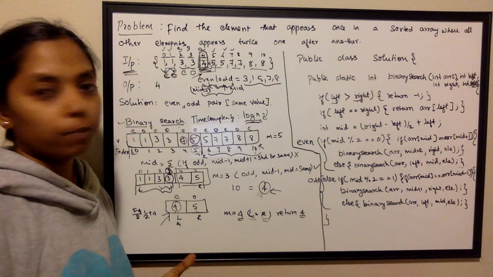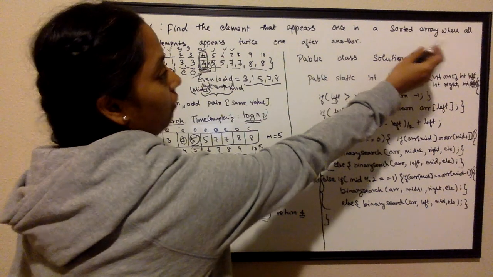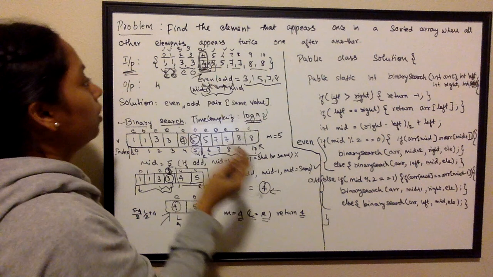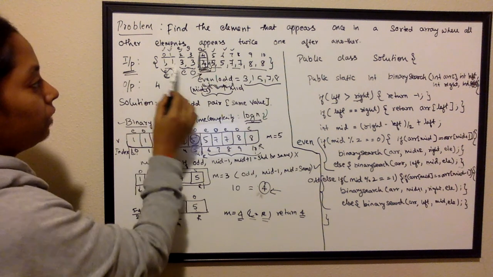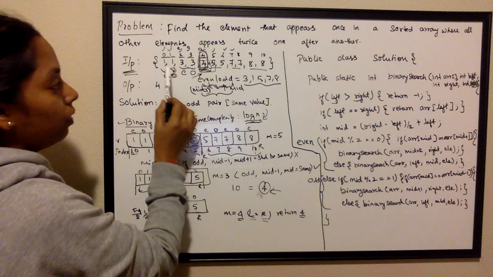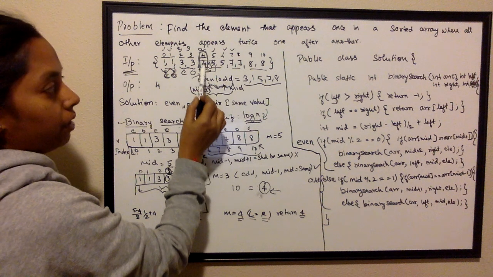Today we're going to look at a problem. Find the element that appears once in a sorted array where all other elements appear twice, one after the other. So if you take this input, 1 1 3 3 4 5 5 7 7 8 8, every other element is repeated and the only single element is 4.